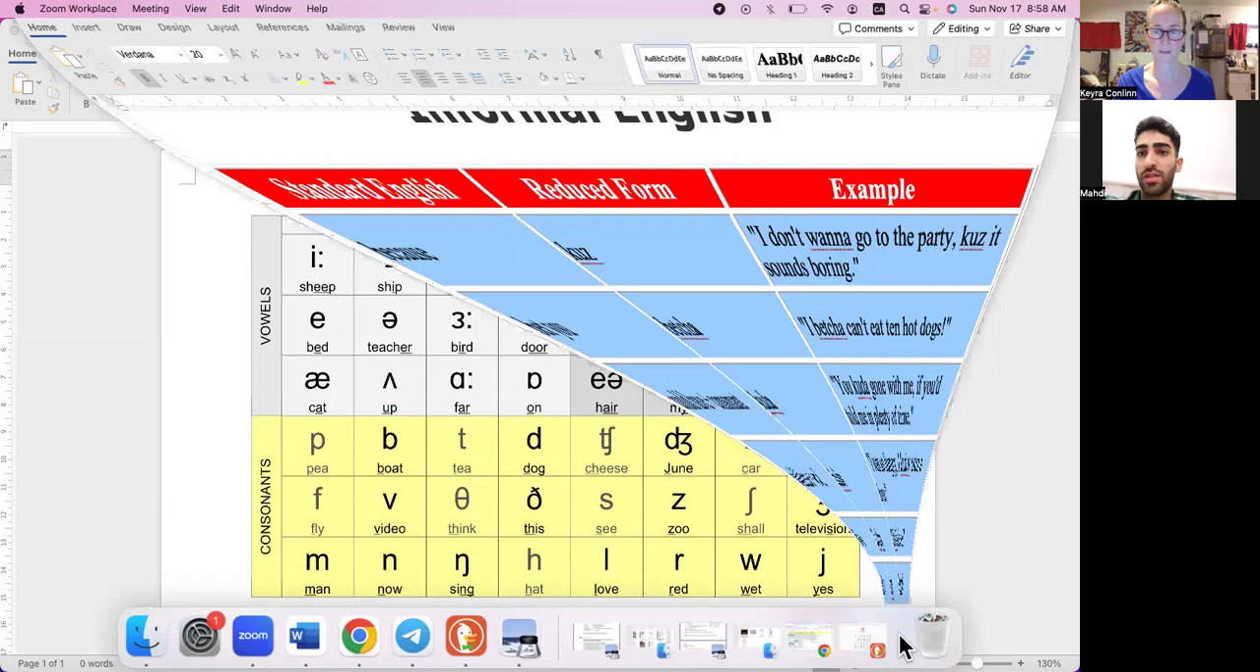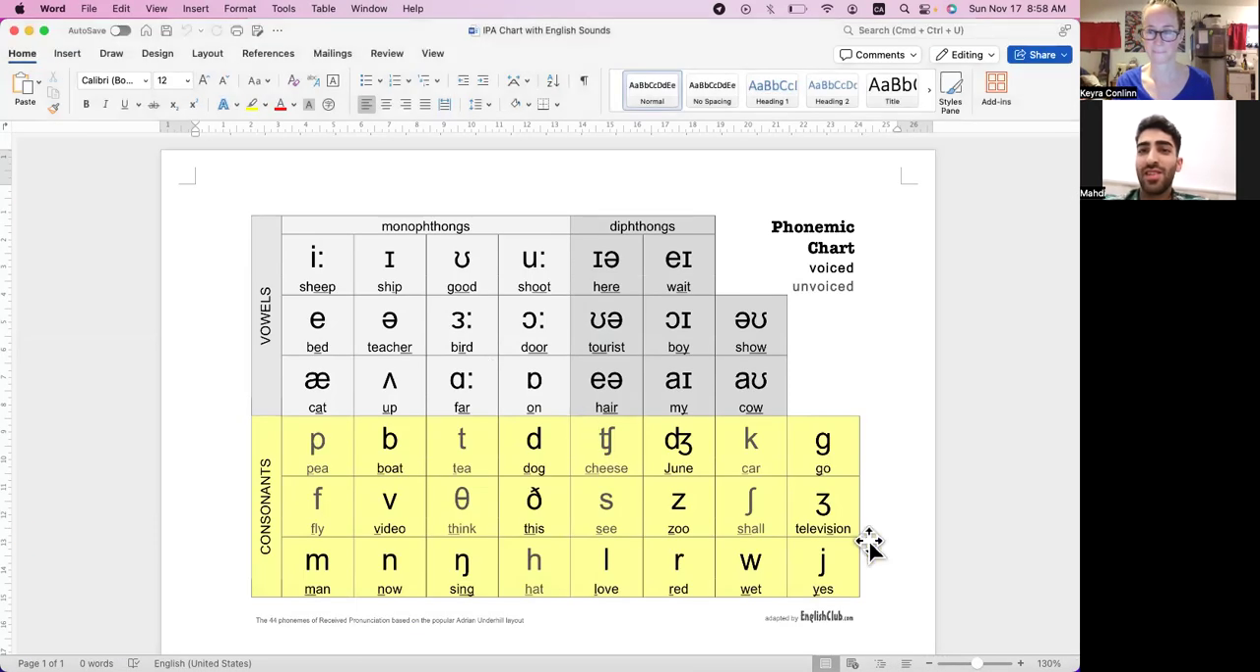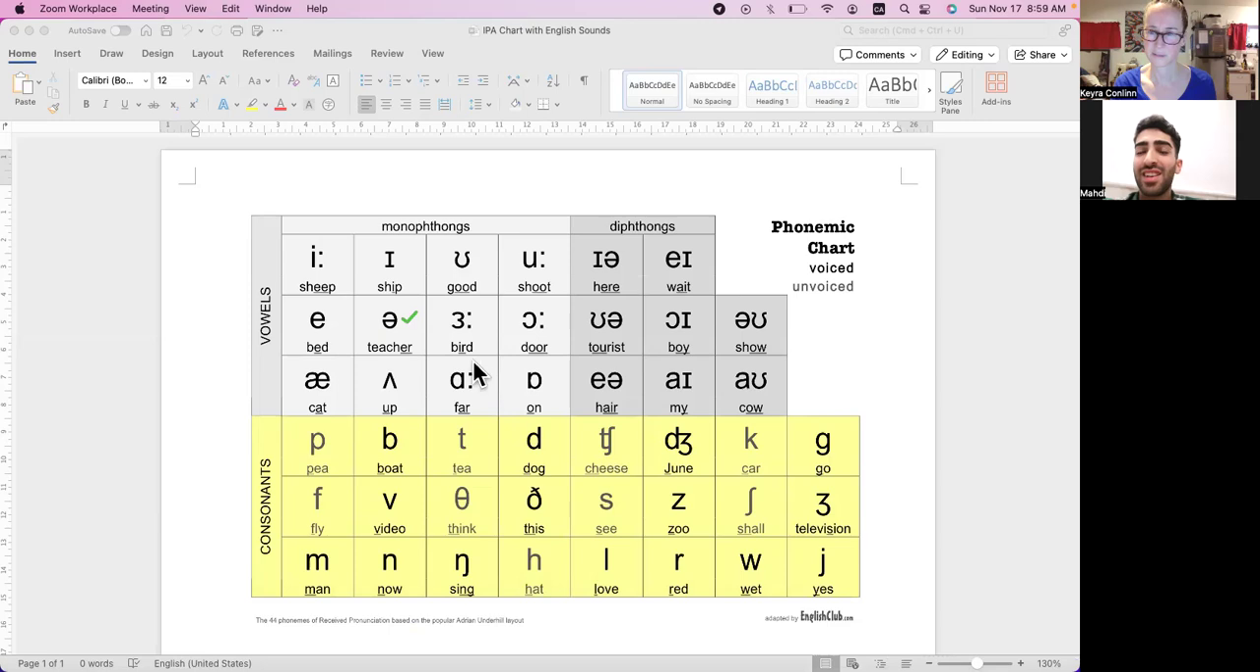I have a question. Sure. What's the difference between the schwa and the short I, as in ship? Okay, yeah. Let me give you an example of words written with it.